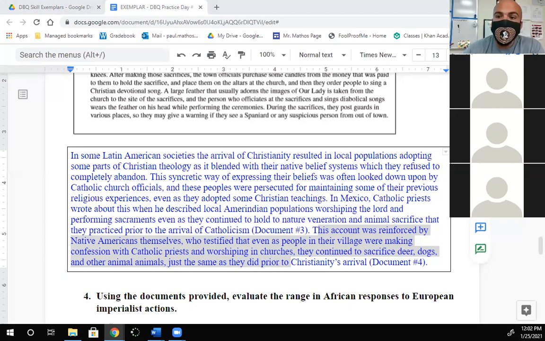I really like her thesis. I like her argument there. In Latin America, Christianity changed societies, but not as much as the Spaniards had hoped they would. Instead, natives mixed their ceremonies with some aspects of Christianity.